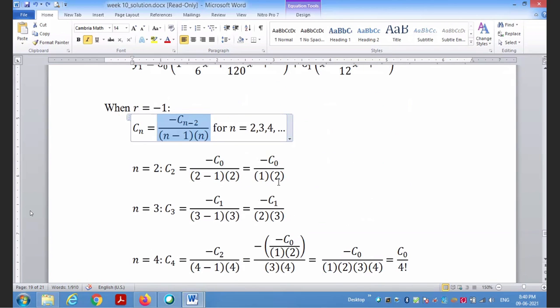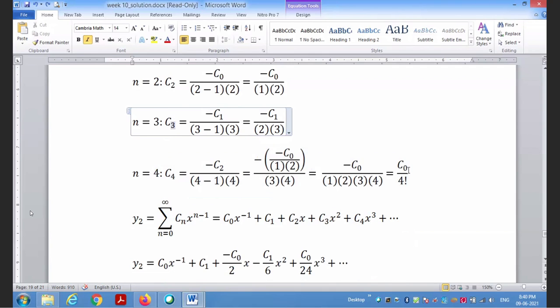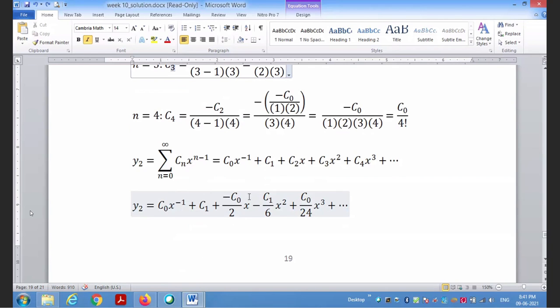But again, this one is C0, this one is C1. If this one is C1, then no problem. You can do general terms, it's easier. So when n is even, C2 depends on C0. When n is odd, like C3, it depends on C1. Even depends on C0, odd depends on C1. Again, this corresponds to Y2.